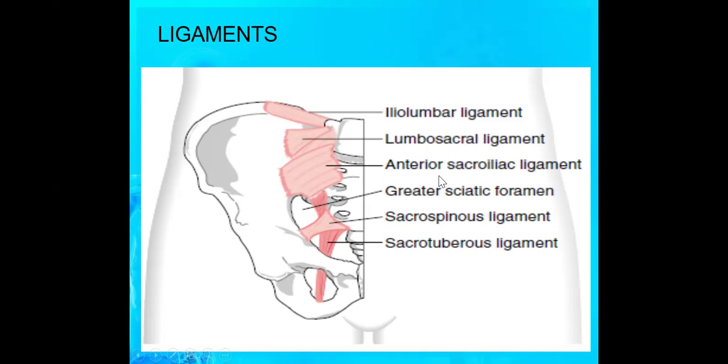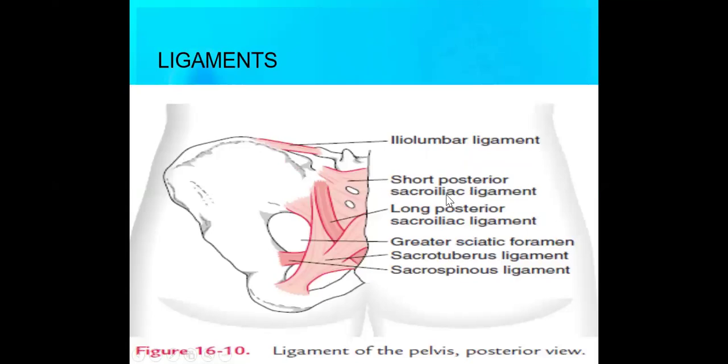Similarly, there are the anterior sacroiliac ligaments as well as the lumbosacral ligament. The anterior sacroiliac ligament is one of the main stabilizers of the sacroiliac joint along with the lumbosacral ligament. On the posterior side, there are two types of sacroiliac ligament because some fibers are shorter in length and the others are longer. The shorter ones are known as the short posterior sacroiliac ligament and the others as the long posterior sacroiliac ligament. These two ligaments provide stability on the posterior side of the sacroiliac joint.